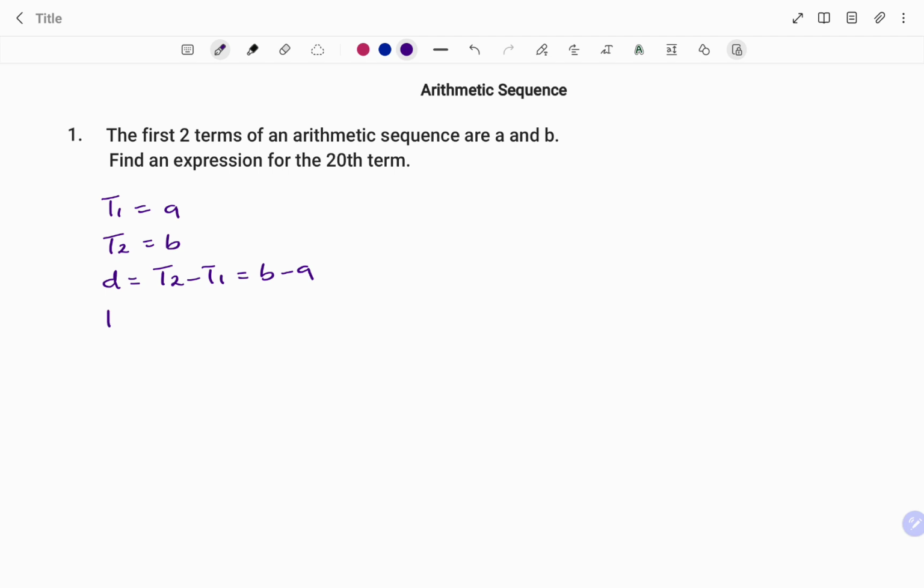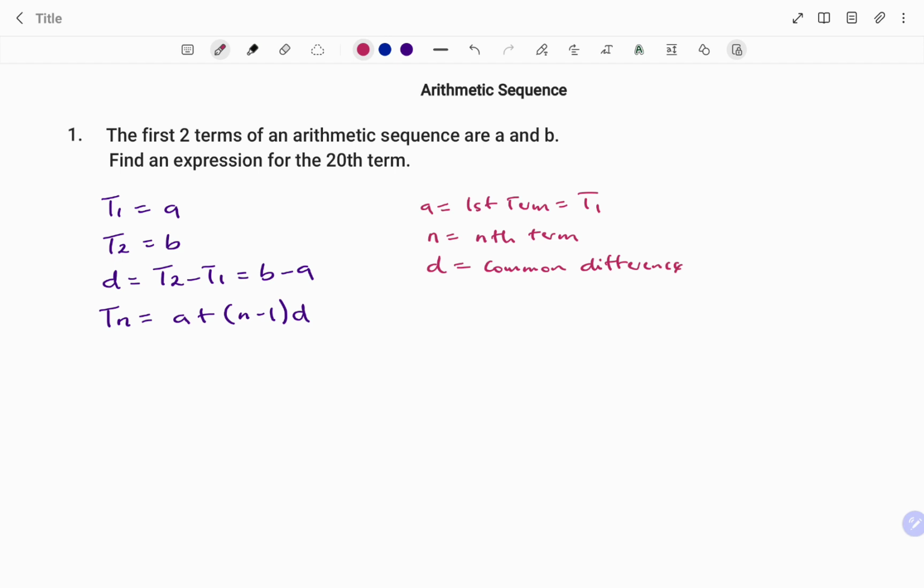Note that the formula for finding the nth term of an arithmetic sequence is Tn equals A plus n minus 1 d. That's the common difference. Here, your A in the formula is your first term, which is also equal to your T1. Your n is your nth term, and your d is your common difference.